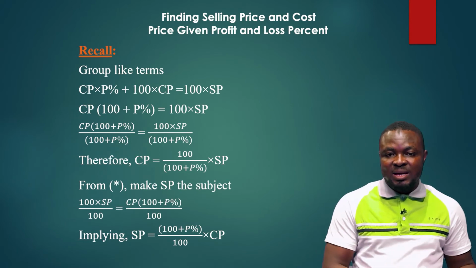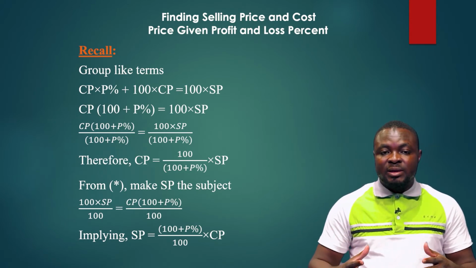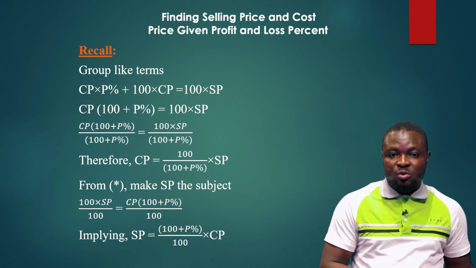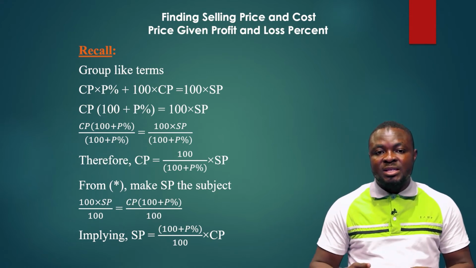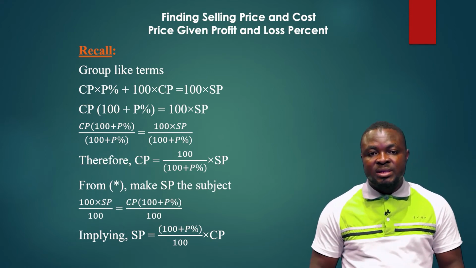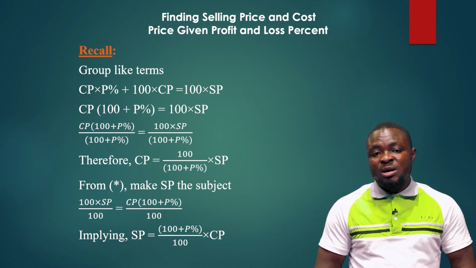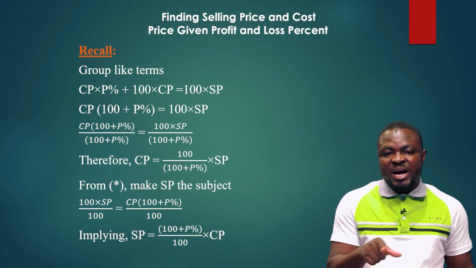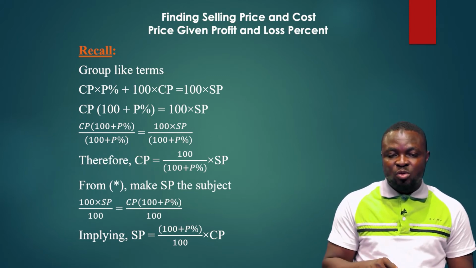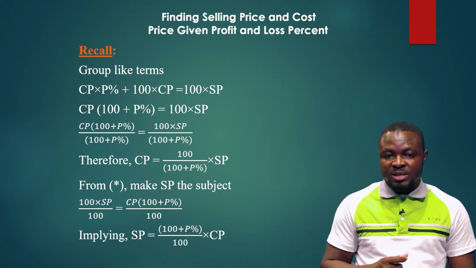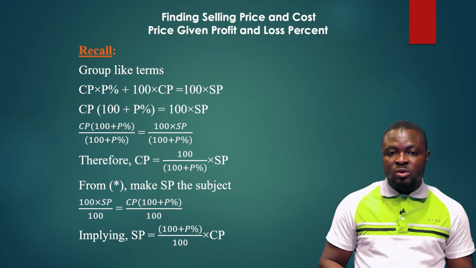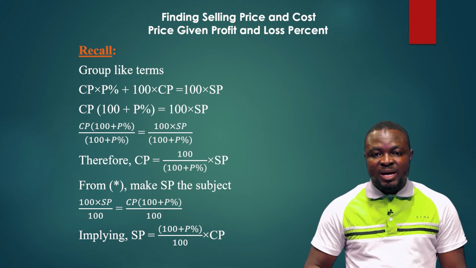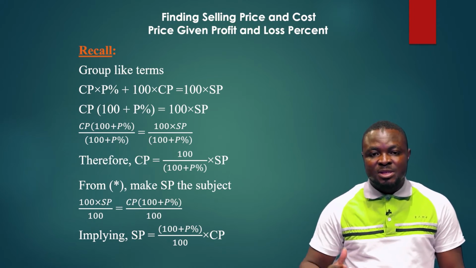So you can factor, based on our understanding of algebraic expressions where we learned how to factorize them. You can factorize the cost price, leaving 100 plus profit percent equal to 100 times selling price. In this case, we want our cost price to stay on the left side, so you will have to divide by 100 plus profit percent so that cost price stays alone on the left. At the end of the day, you have cost price equal to 100 divided by 100 plus profit percent times selling price.